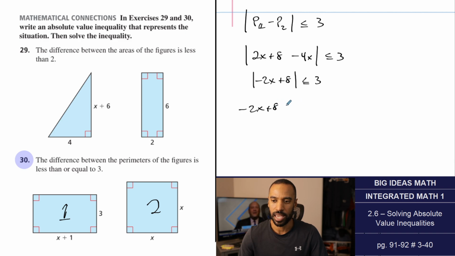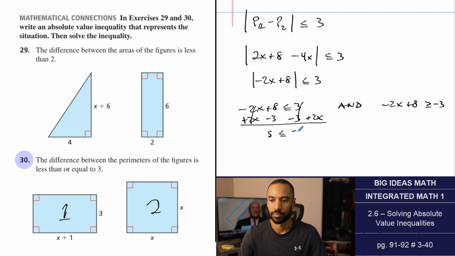Negative 2x plus 8 must be less than or equal to 3, and it must be greater than or equal to negative 3. That being said, what I'll do on this one is I will add 2x to both sides, and on this one I'll subtract 3 from both sides, like that. And I'll divide both sides by 2 and get some weirder numbers here, where x is greater than or equal to 2.5. And let's do this one over here.